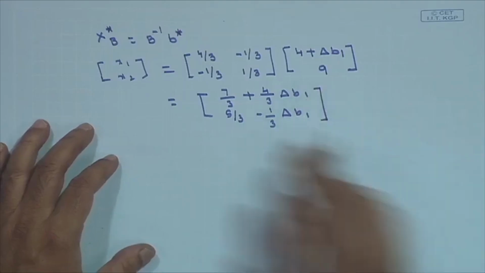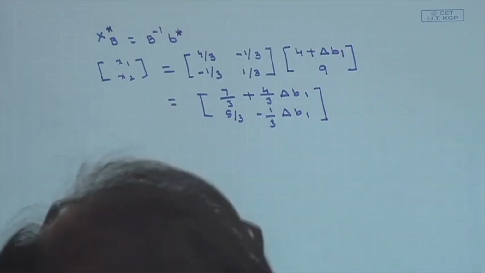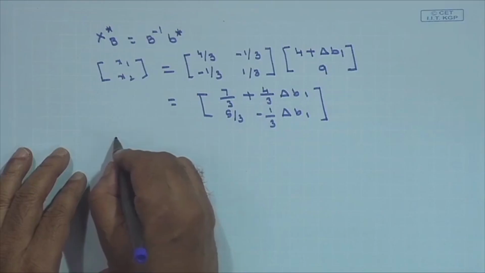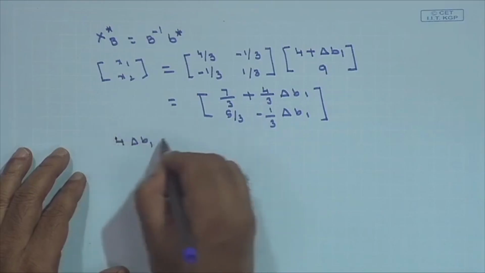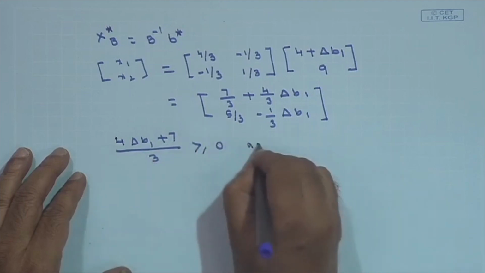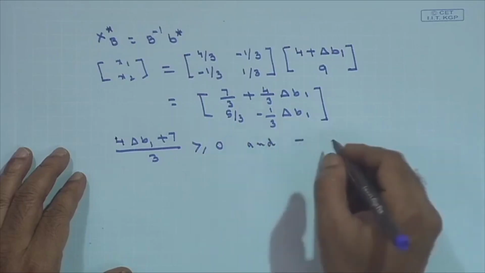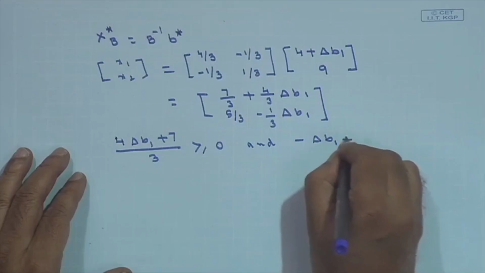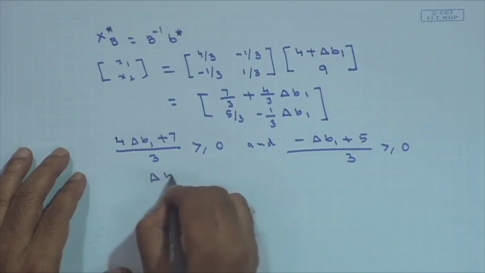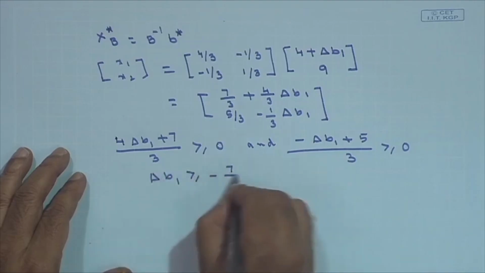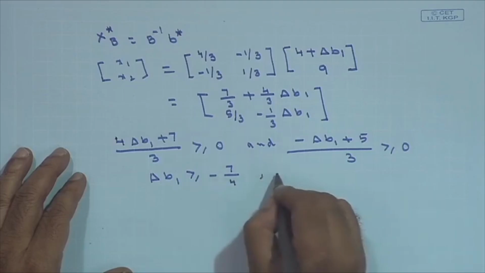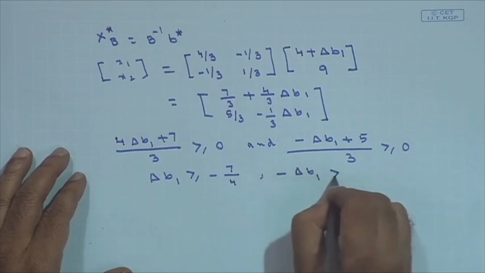Now, this x1 x2 value should be greater than or equal to 0. That means individually these two should be greater than or equal to 0. So, 4 delta B1 plus 7 divided by 3 should be greater than or equal to 0, and minus delta B1 plus 5 by 3 should be greater than or equal to 0. So, from here you are getting delta B1 is greater than or equal to minus 7 by 4, and this one is minus delta B1 is greater than or equal to minus 5.